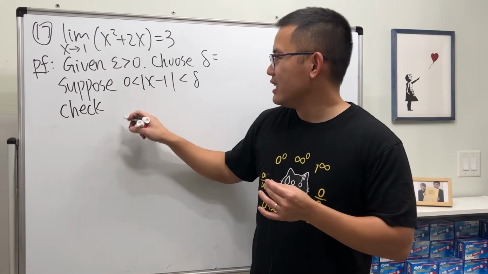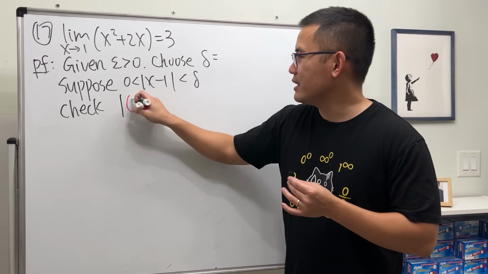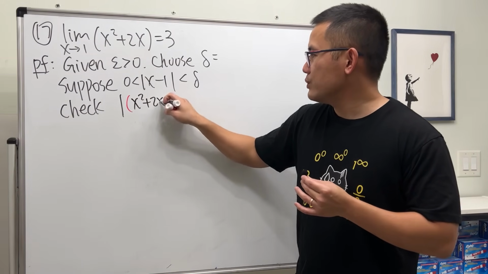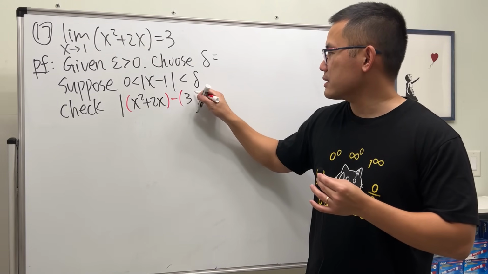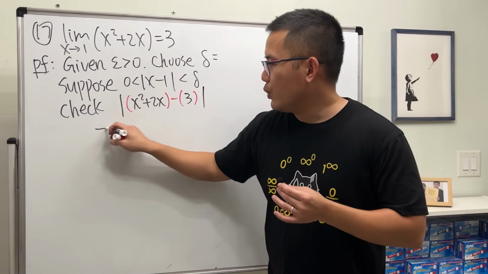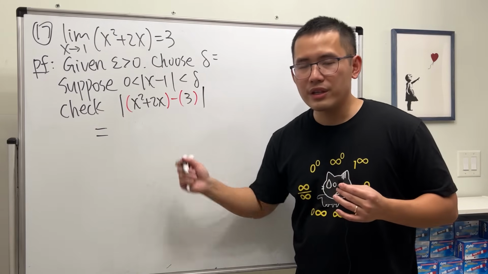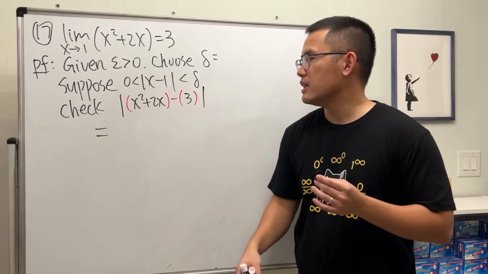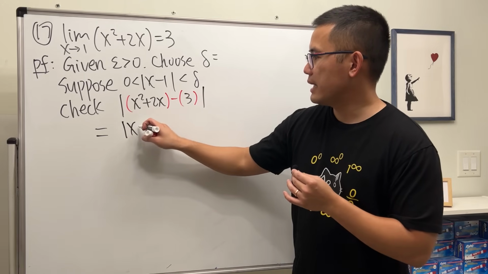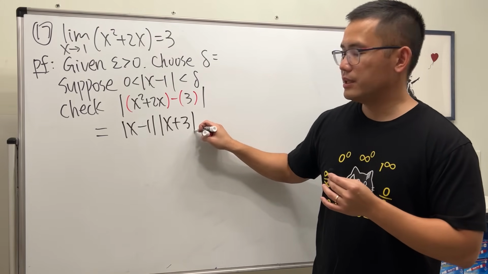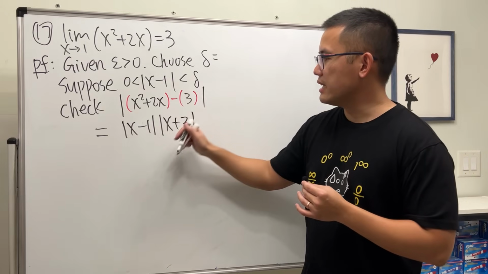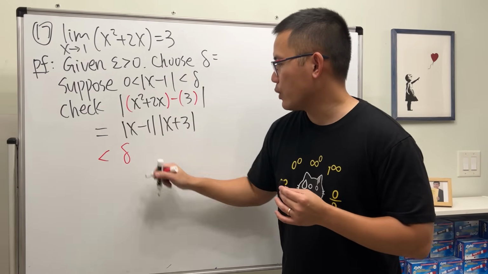Check the absolute value of my function, x squared plus 2x minus 3. Okay, take a look right here. Can we factor it? Yes, we get x minus 1 times x plus 3. This is less than delta. Put that down right away.